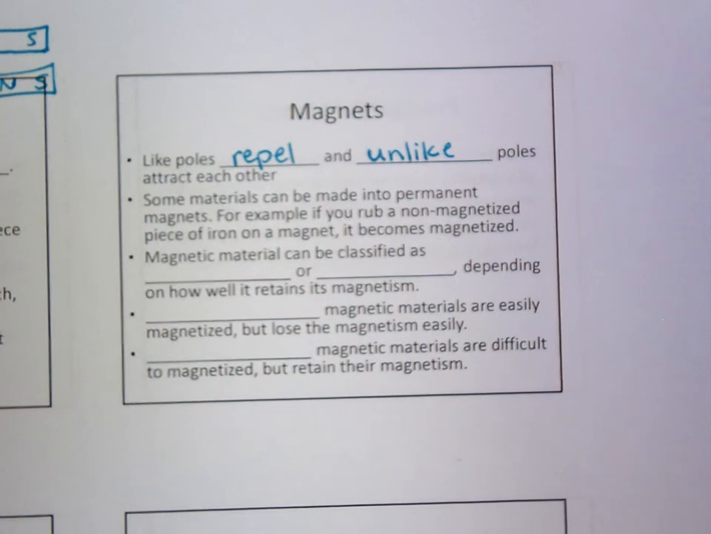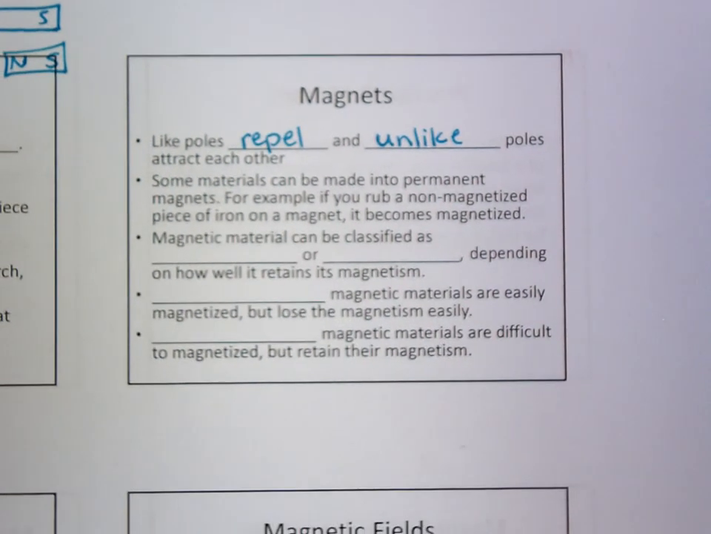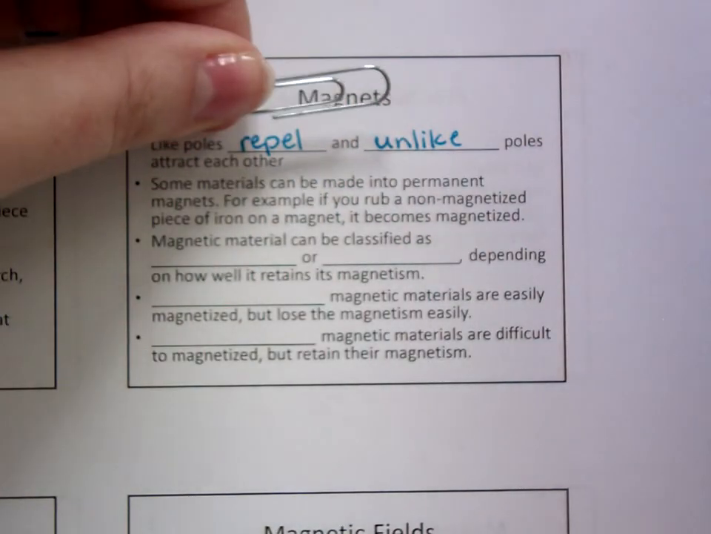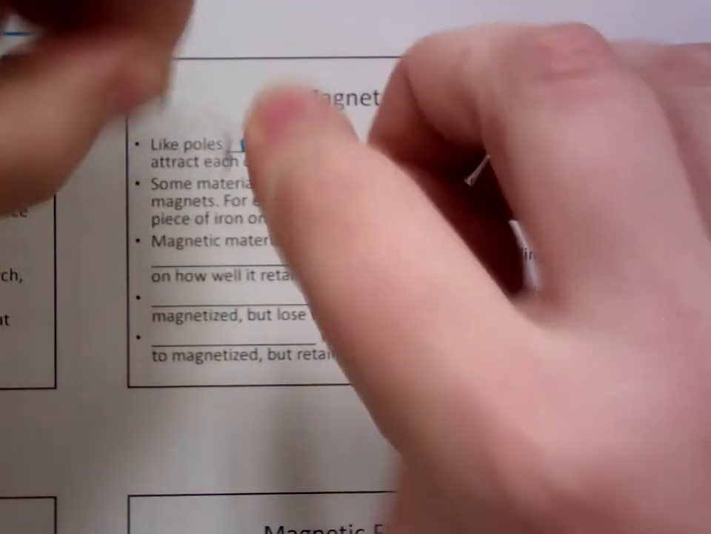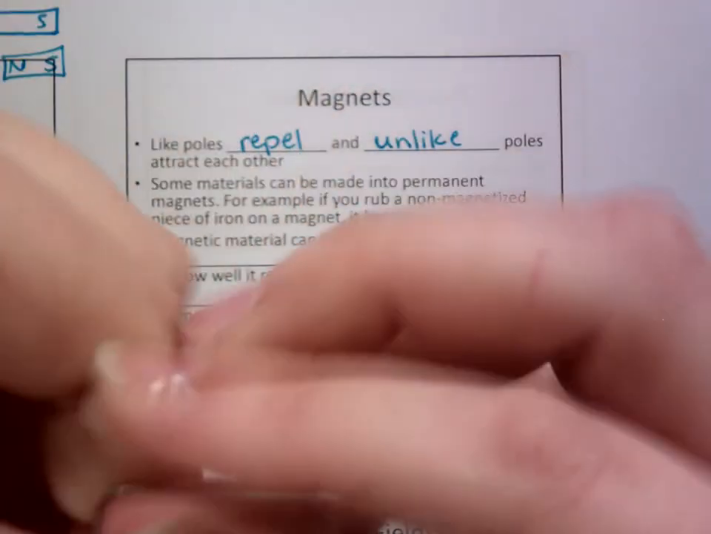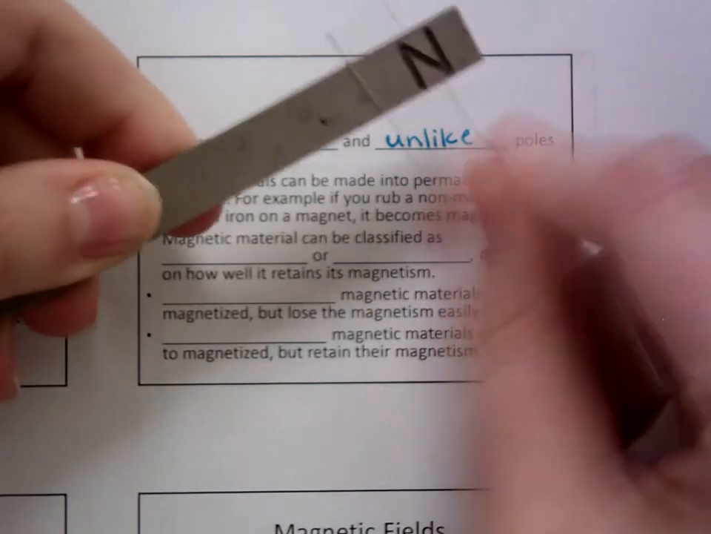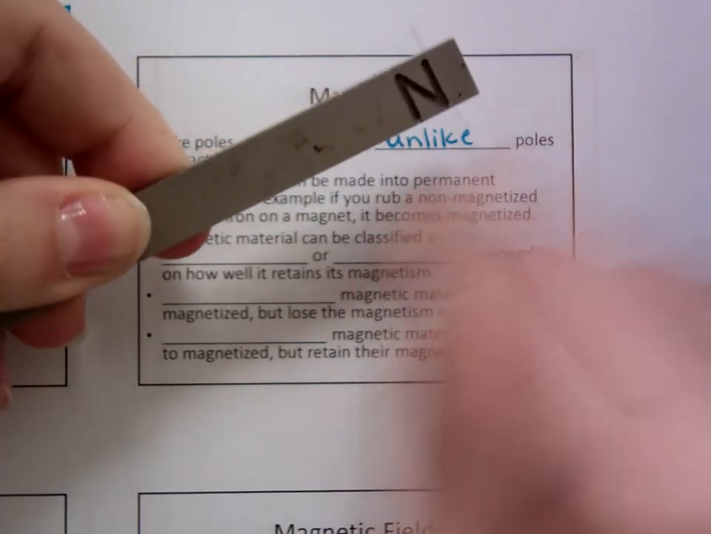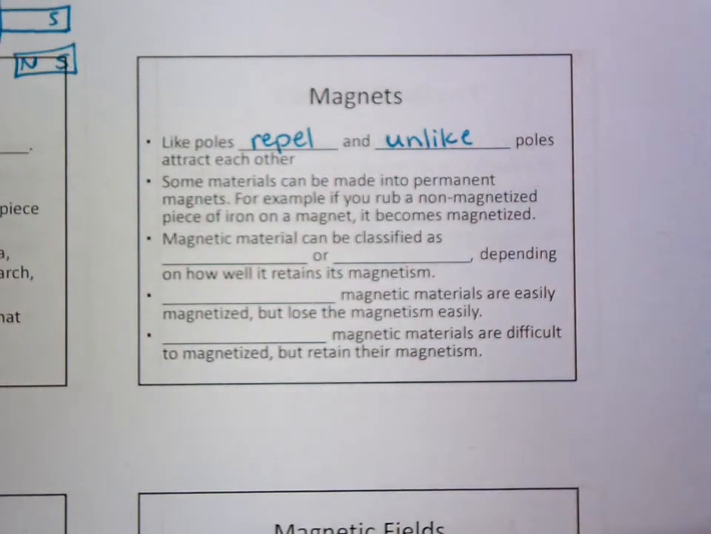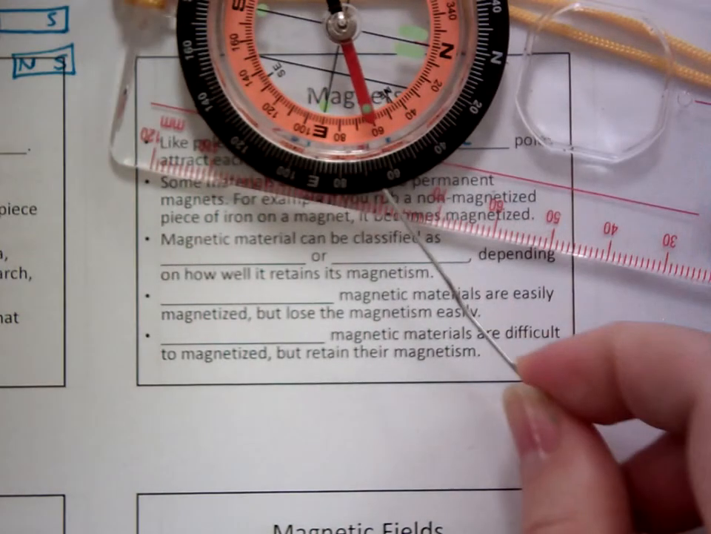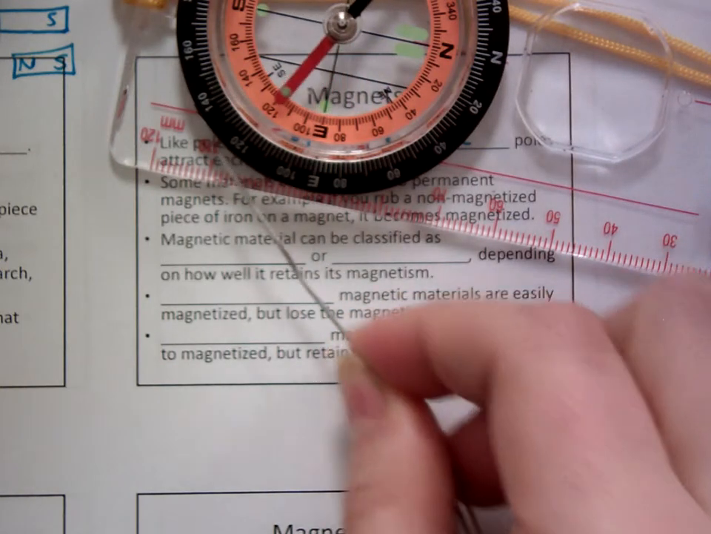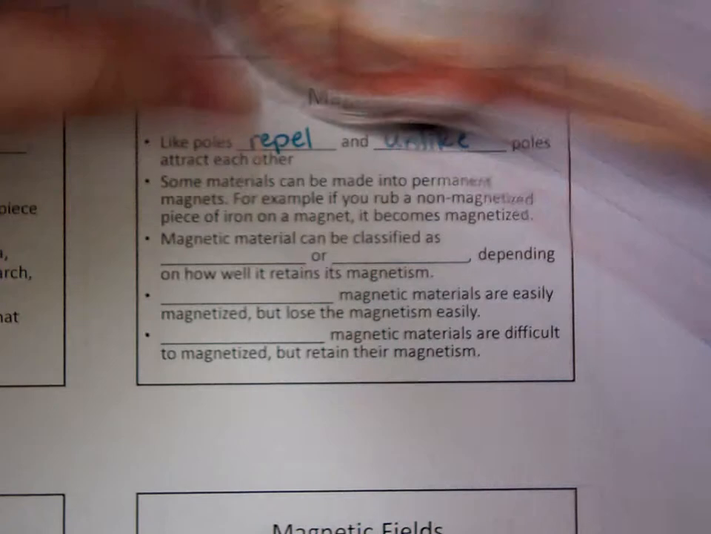Now, it is possible to turn something that's not a magnet into one. So, for example, a paperclip by itself is not a magnet. However, if I were to take the paperclip and rub it on a magnet, a permanent magnet, I can actually make this magnetic. And to prove it, you can tell because my compass is reacting to my paperclip. So you can actually turn something into a permanent magnet.